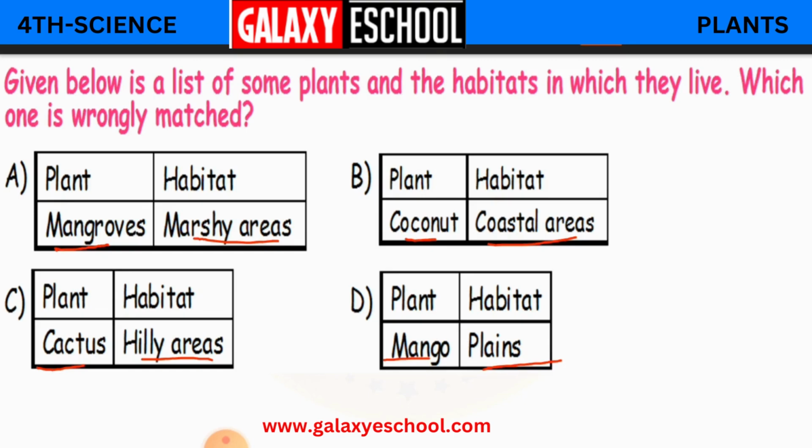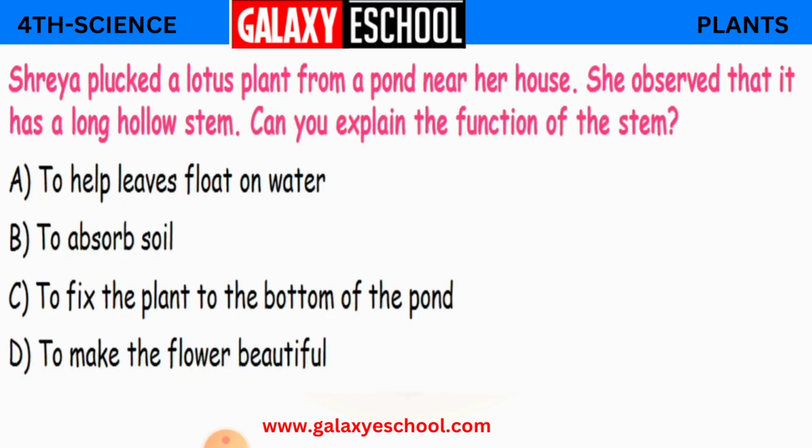Yes, that is C. That is cactus in hilly areas. No, cactus, they grow in which areas children? They grow in the desert areas. So that is why C is the correct answer. The third question. Shreya plucked a lotus plant from a pond near her house.